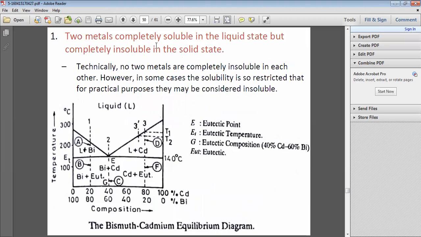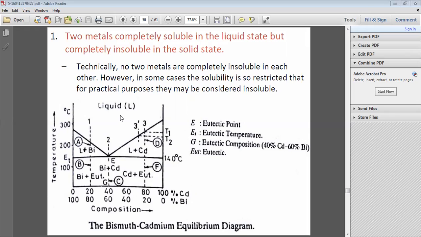Now the next case is two metals completely soluble in liquid state. Clear? So the two metals are completely soluble in liquid state but completely insoluble in solid. Like they are soluble in liquid state, they mix well in liquid state, but when they become solid, they become different entities. So technically, no two metals are completely soluble in each other. Practically, if we discuss, no metals can be completely soluble.